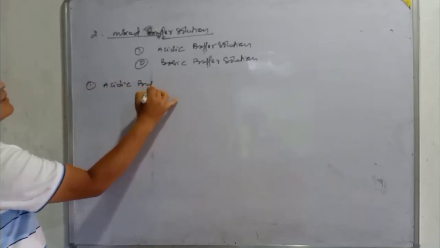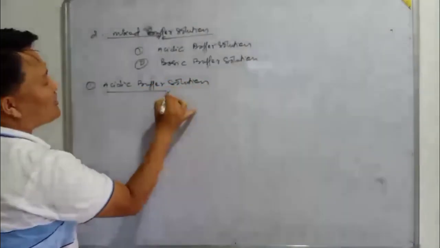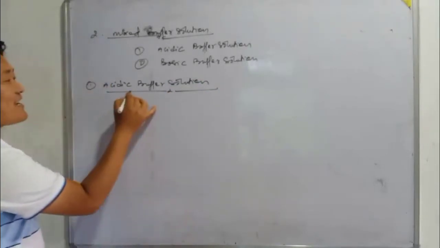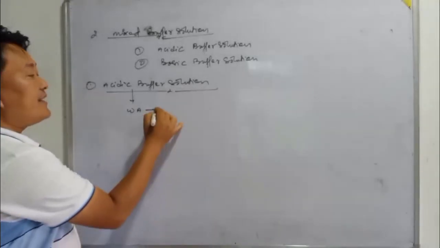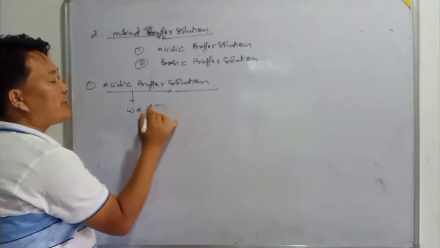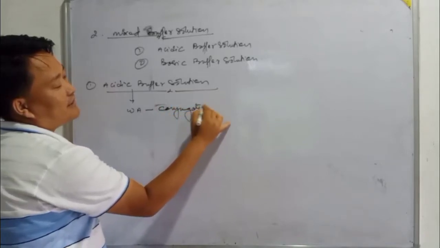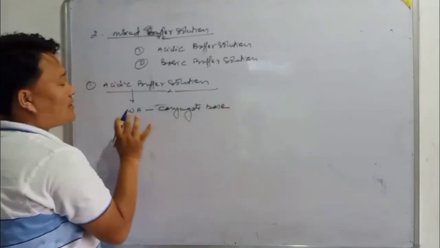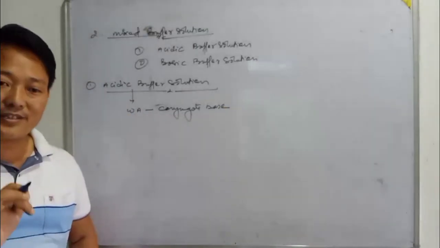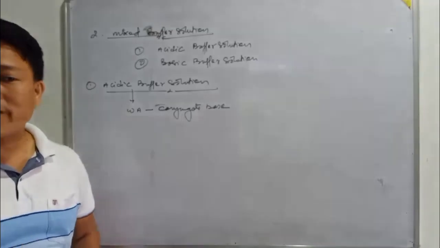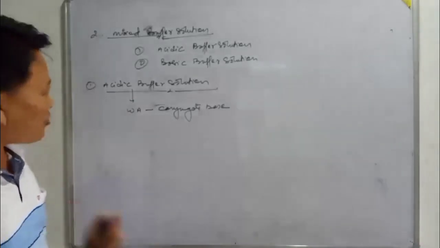Acidic buffer solution. Okay, तो बच्चों लोग देखो यहाँ पे, acidic buffer consists of a weak acid and its conjugate base. Now see, the conjugate base of a weak acid is what? Strong. The conjugate base of a weak acid will be strong. It is a strong base.